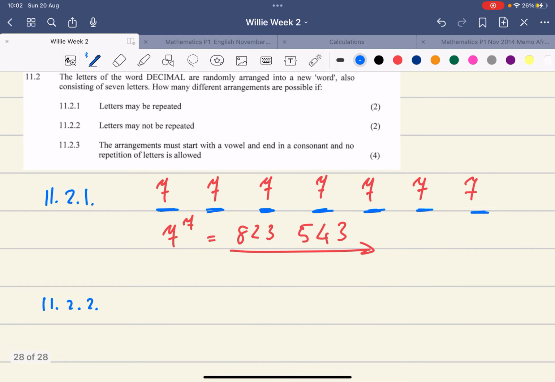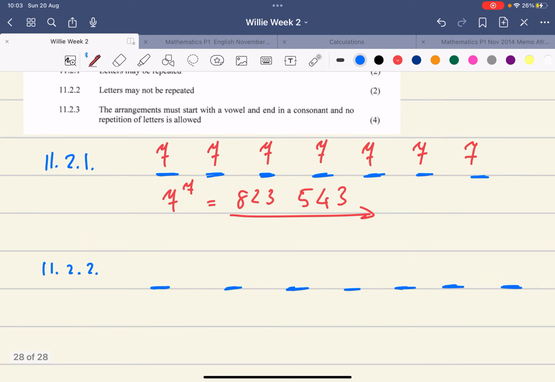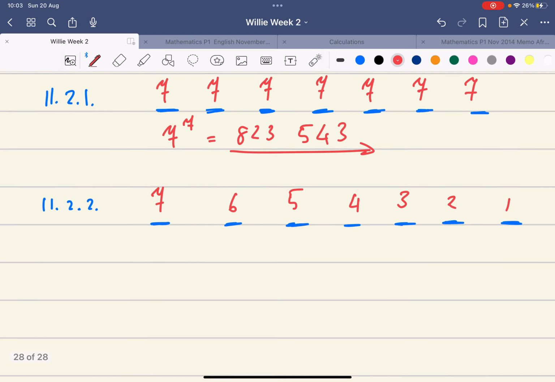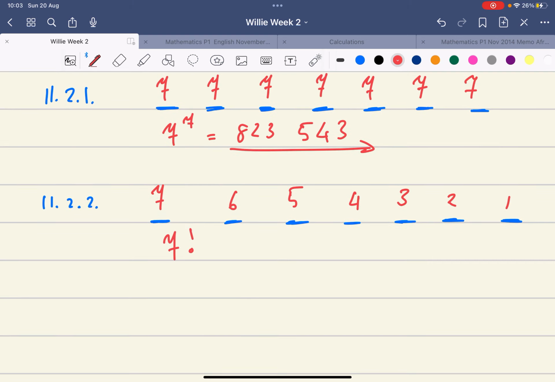Okay, so then 11.2.2 says the letters may not be repeated. So we've got a 7-letter word, again 1, 2, 3, 4, 5, 6, 7, and the letters may not be repeated. So in our first letter, we have 7 options. But then the letter that we picked in our first one cannot be used in our second one, which means that for our second letter, we only have 6 options, then 5, 4, 3, 2, 1 option. And that is equal to 7 factorial. That's 7 times 6 times 5 times 4 times 3 times 2 times 1, and that is 5,040.